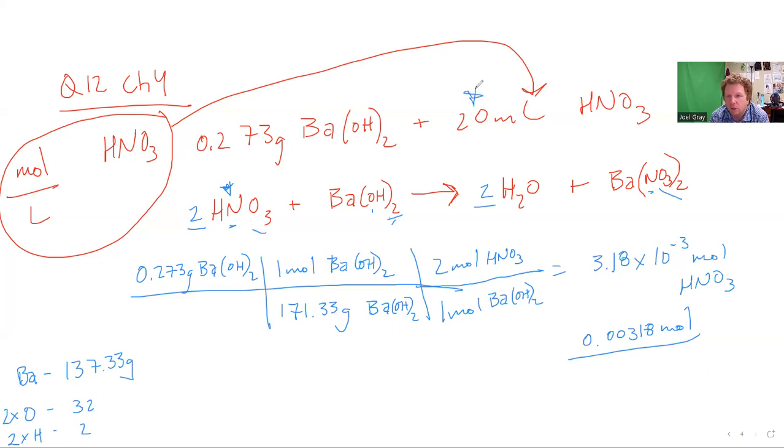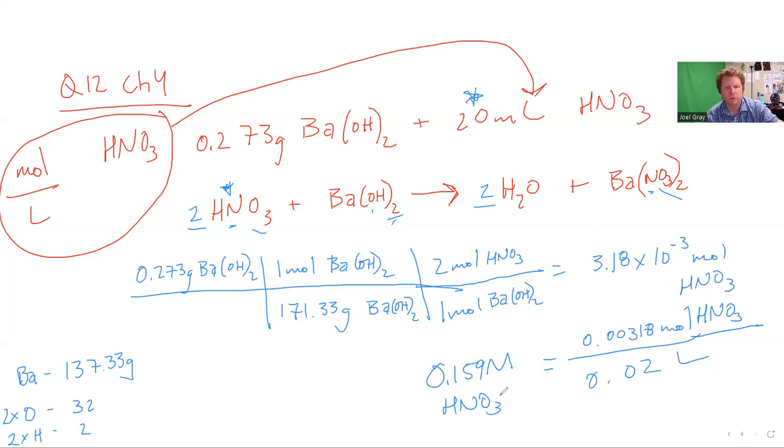I'm going to take that 0.00318 and divide it by my volume. My volume of HNO3 is 20 milliliters, so this would be 0.02 liters. That would mean that I have a solution with a concentration of 0.159 molar HNO3. That is the concentration of my solution.